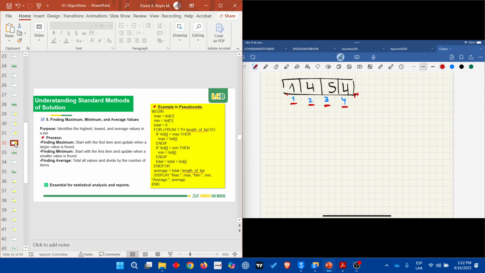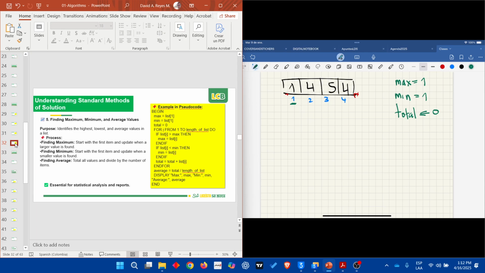So as always, we must start at the beginning of the list. The beginning of the list, I'm going to use the green color. So we are going to start here. But if you notice, at the beginning the algorithm says that the max is going to be the first item on the list. In my case it is 1. And the minimum value is going to be the first item in the list, that in this case is 1. And total starts at 0.